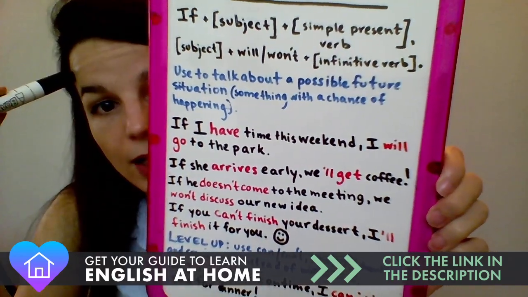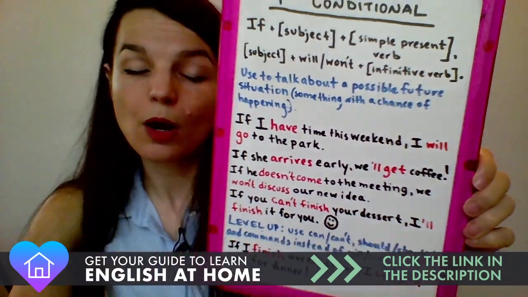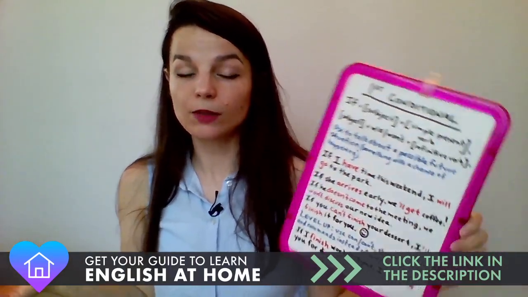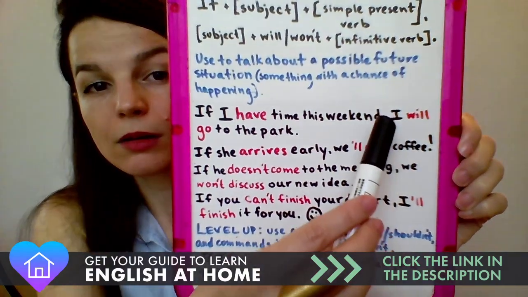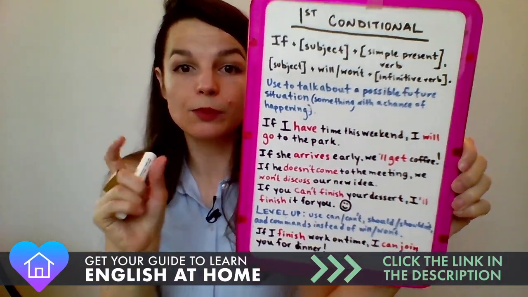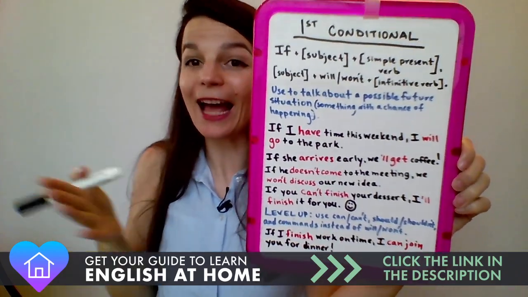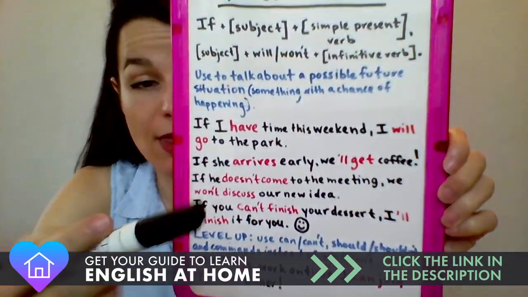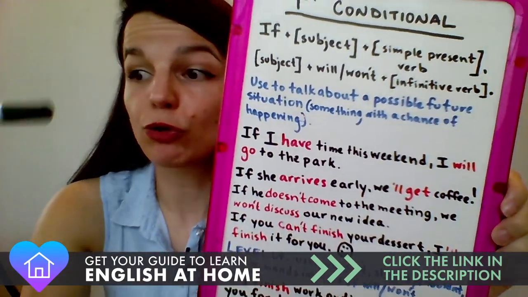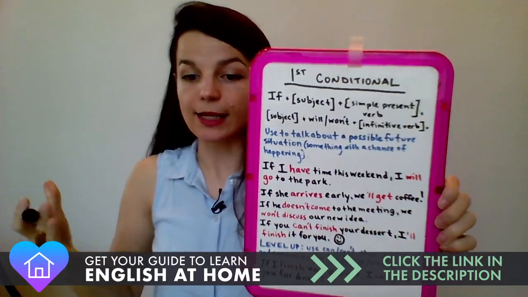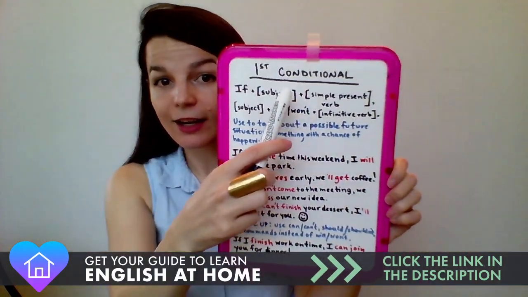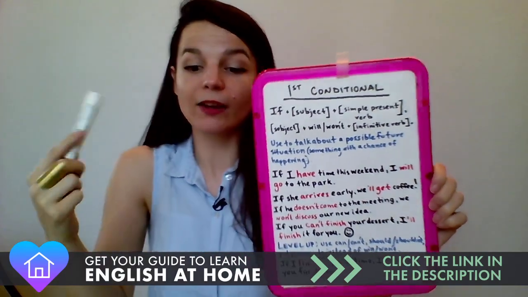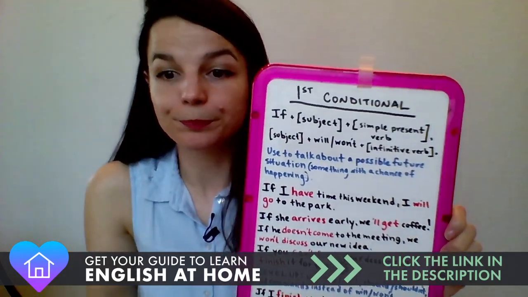So if I have time this weekend, I will go to the park. So at native speed, this sounds like if I have time this weekend, I'll go to the park. So this I will gets reduced, like we shorten this, we make it shorter. So not I will, but I'll. If I have time this weekend, I'll go to the park. So again, this expresses a possible future situation. So this sentence is expressing there's a chance of time this weekend, and in that case, this will be my action.